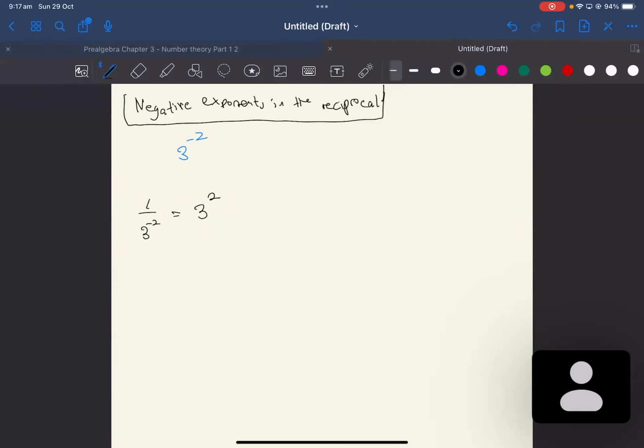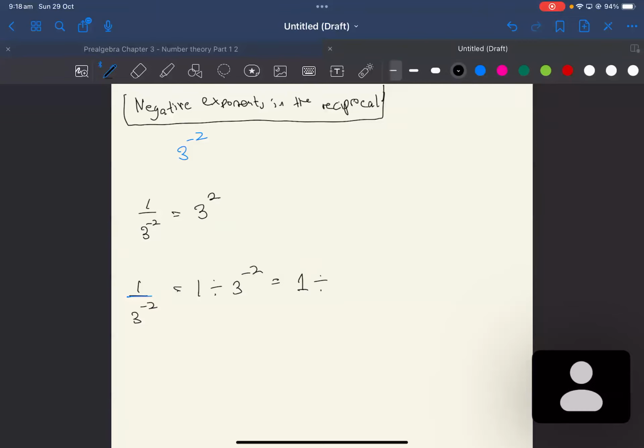Another way to think about it, the proper way, is this. Remember, a fraction means division. So all we're doing is 1 divided by 3 to the power of -2. Makes sense? The answer is 3 to the power of 2.